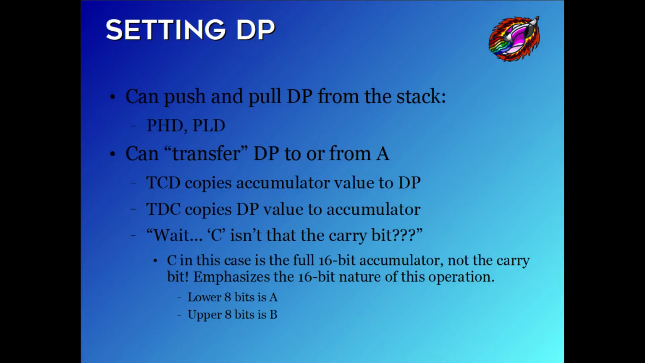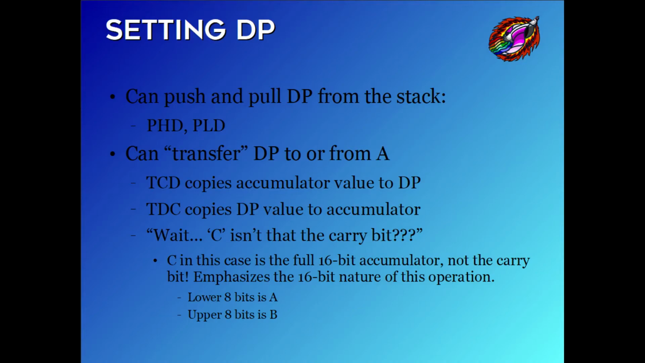One thing that's important to note here is that the direct page register is always 16 bits. It doesn't matter if the accumulator is 8 bits or the index registers are 8 bits or if all of them are 8 bits. The direct page register is always 16 bits. So PHD and PLD will be pushing or pulling 16 bits to or from the stack. Unlike, say, PHA or PHX, which can work with either 8 or 16 bits depending on the size of the register.